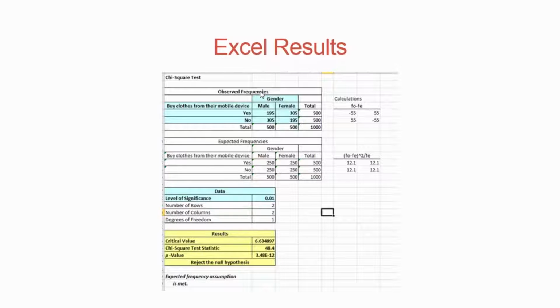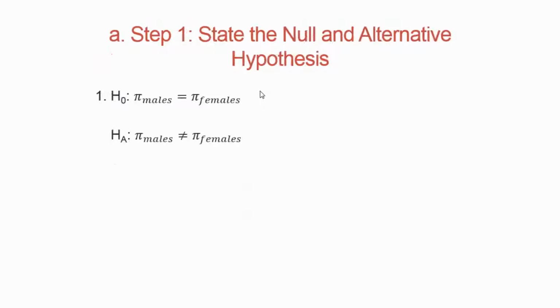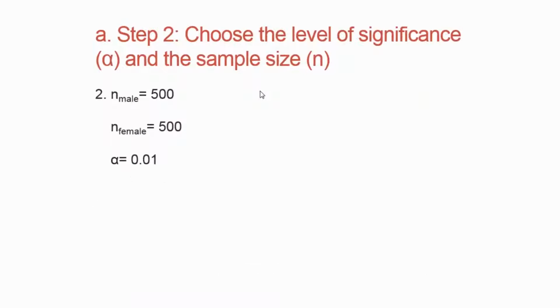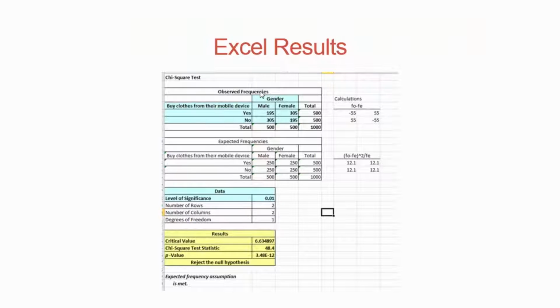printout from PHStat. It is a chi-square test. You'll notice it says buy clothes from their mobile device, yes or no, and then gender, male and female. So we plug in the numbers that are in the table, just like they were over here. There are the numbers. So we use those same numbers and we put them in over here. And then the computer will provide me the expected frequencies.